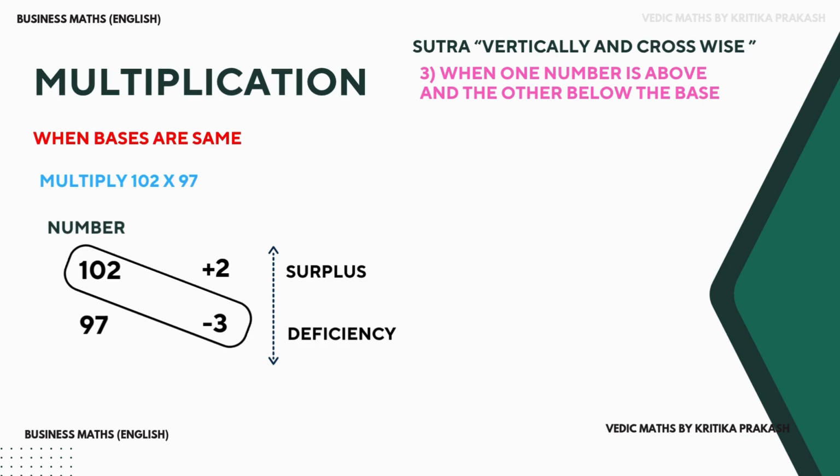Here we have one surplus and one deficiency. So step 2 is we would be cross adding and cross subtracting with 3, and we would be adding 97 with the value of 2. Here we have plus 2 as the surplus and minus 3 as the deficiency.